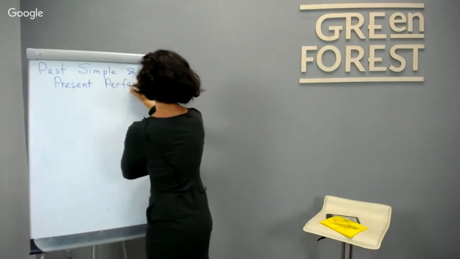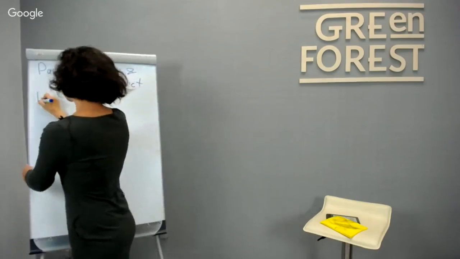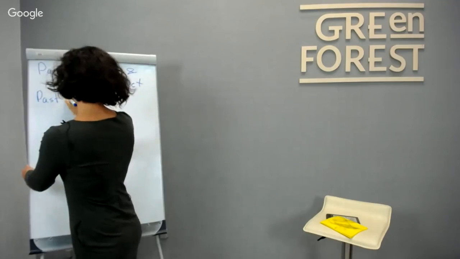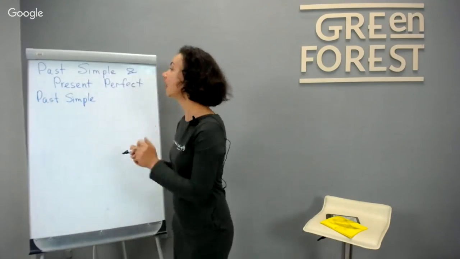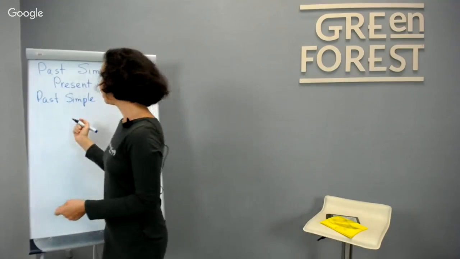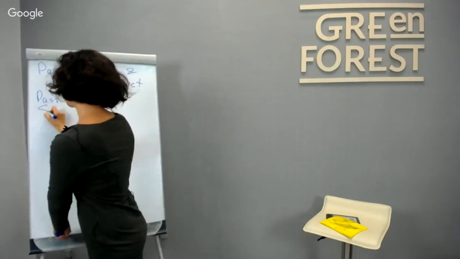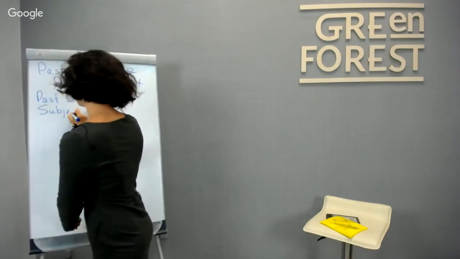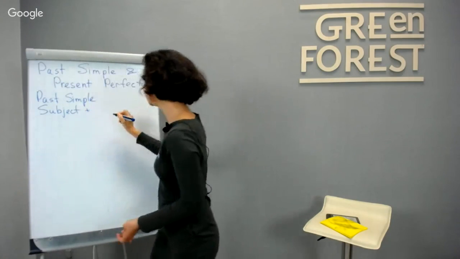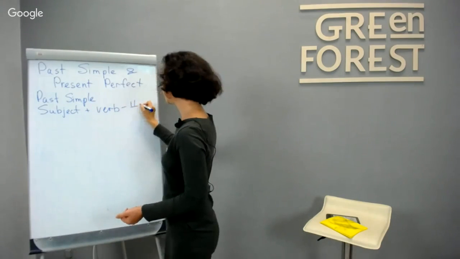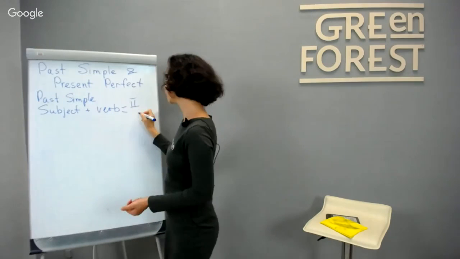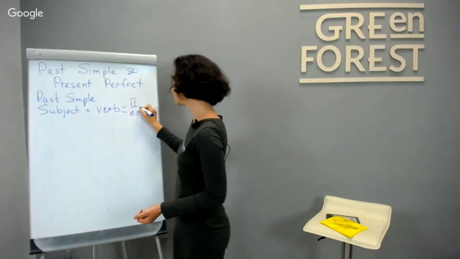So perfect. Let's look at past simple. Let me remind you very quickly how we form past simple. Past simple we form using our subject, and after subject we can use verb. If it is irregular, that's going to be the second form of irregular verb. If it is not irregular, we will add ed.